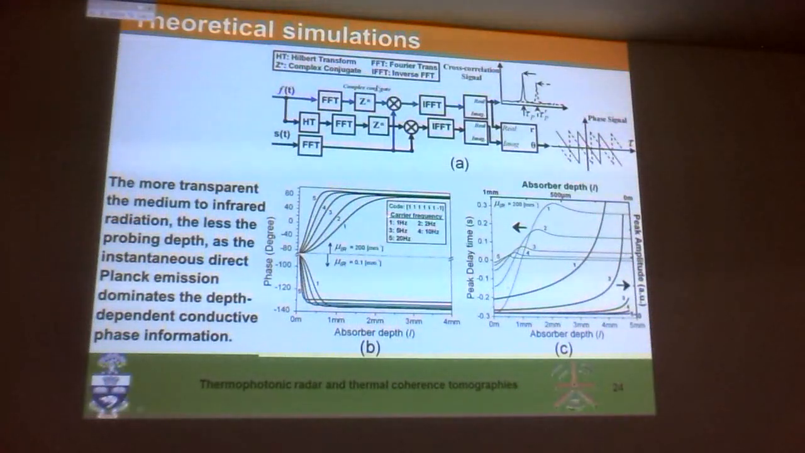We have different codes at different frequencies, 1, 2, 5, 10, and 20 hertz for the carrier frequency that takes the code in. And you can see that for 1 hertz, 200 inverse millimeters, this is a relatively high absorption coefficient. So I'm getting deep information of the phase from deep inside the sample. Whereas if I have a low absorption coefficient, I don't get much of a chance because the radiation heat transfer is coming out and dominating the signal. So I have a chance to see much more shallow than with the high absorption coefficient.